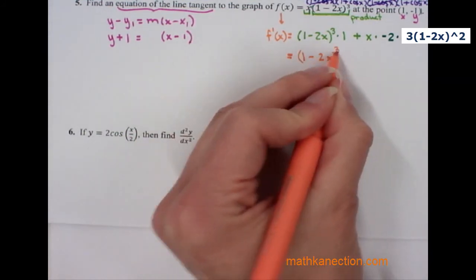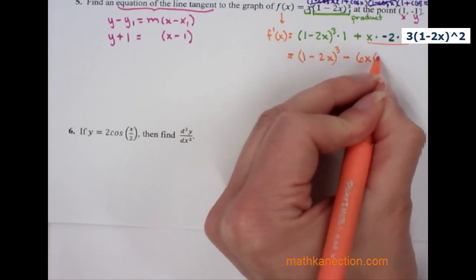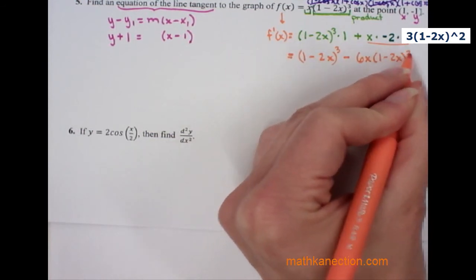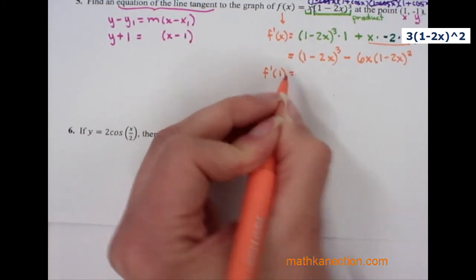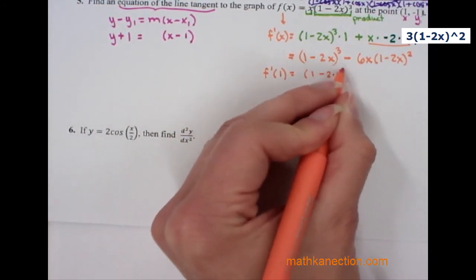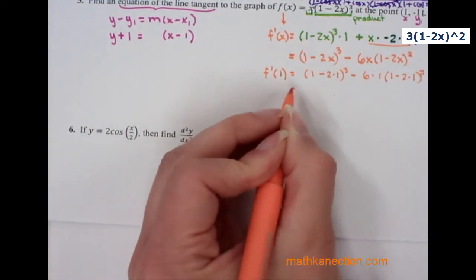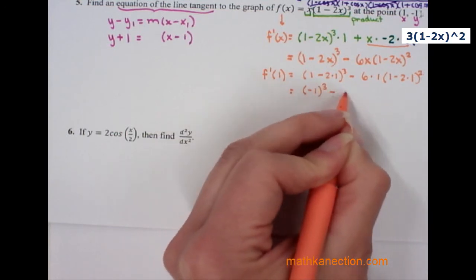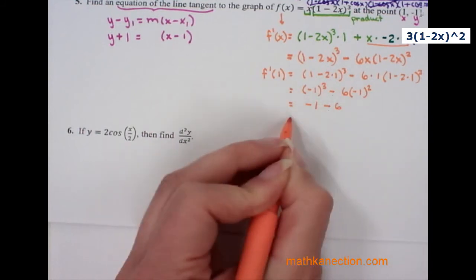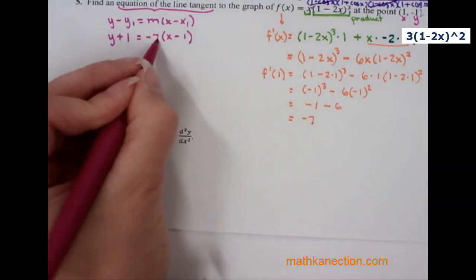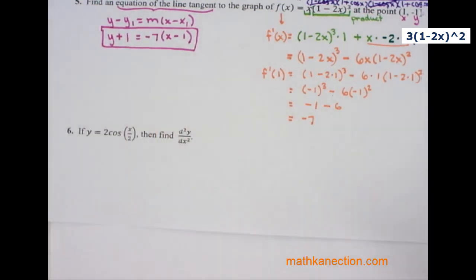Rewriting the problem, we have 1 minus 2x to the third, minus 6x times 1 minus 2x to the second. We need to evaluate the slope at the x value of 1, so substituting in the value of 1 for x. Then evaluating to get negative 1 to the third, minus 6 times negative 1 to the second, which comes out to negative 7. So the equation of a tangent line is y plus 1 equals negative 7 times the quantity x minus 1.